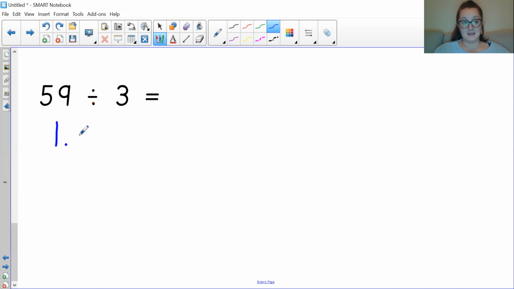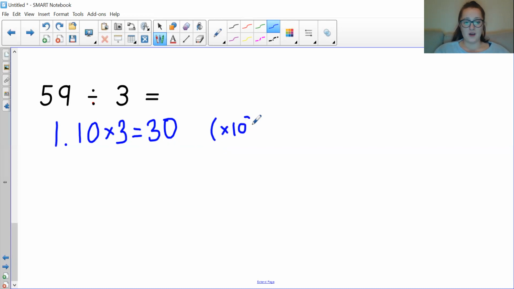Okay, so step number 1. I did 10 multiplied by 3. And what is 10 multiplied by 3? It is 30. So I'm going to do my 30 there. Okay. How many groups of 3 is that? It's 10. So I'm going to put my 10 in brackets there. Right, what I'm going to do now is go on to step number 2.